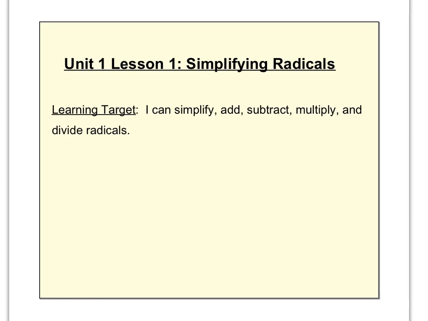Hi everyone, today we are going to start trigonometry. You'll notice that Unit 1 is a lot of review. Most of this stuff you have done before, but you might be a little rusty at it. So we're going to take some time because it's really important that you know the content of Unit 1 to build off of. Unit 1, Lesson 1 is about simplifying radicals, and today we're hoping that you can say at the end, I can simplify, add, subtract, multiply, and divide radicals.